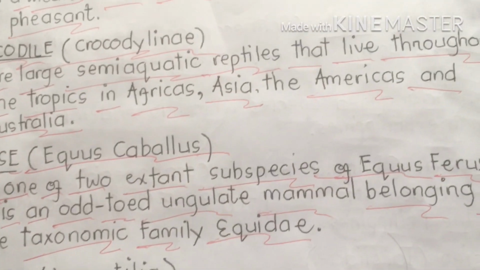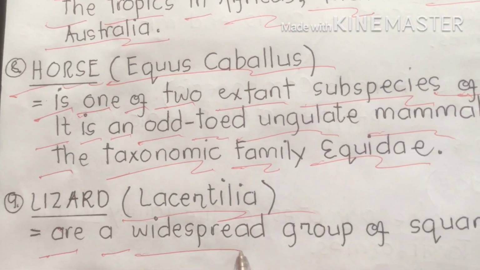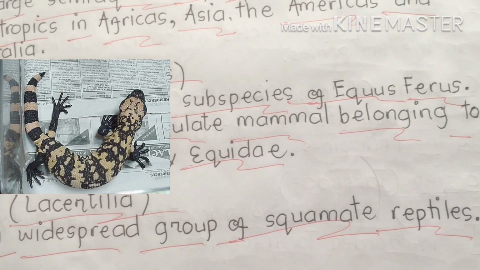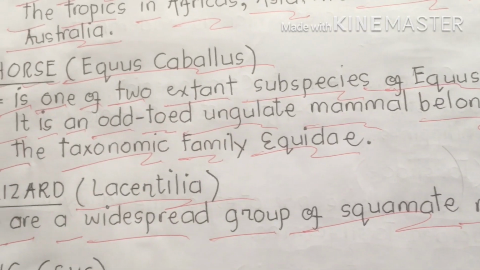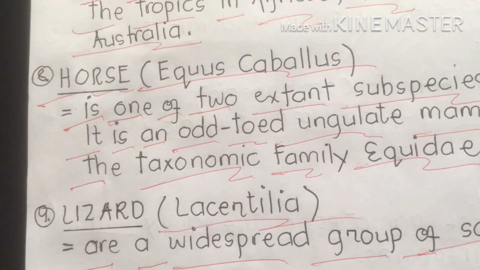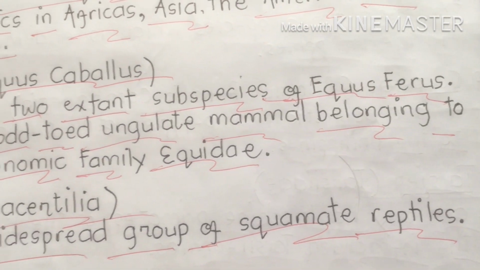Number 9. Lizard or Lacertilia are a widespread group of squamate reptiles. Remember, these are also house lizards, of course, preferring to kill some pests or a small moth like that. So that helps balance nature. Number 10, the last, class, take note of that.